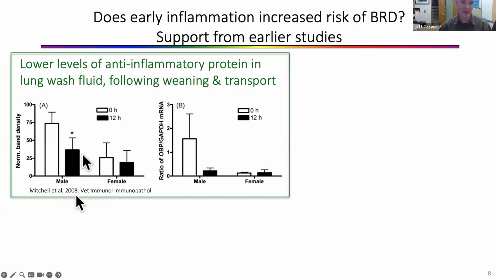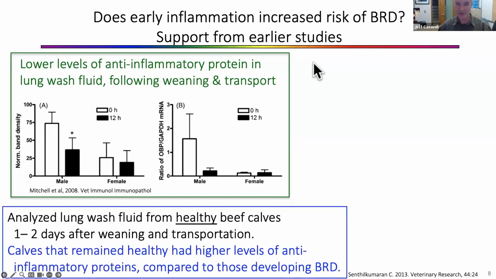So this was work from quite a few years ago, just looking at different proteins within lung wash fluid. So again, we put an endoscope down into the lung, put in some fluid, and then recover proteins and cells that are down in the lung of these calves. We can see that before stress versus after stress, so before weaning and transport or after weaning and transport, there seems to be a reduction in the level of this anti-inflammatory protein, which is called odorant binding protein, but I'm not going to go into the details of that. And that fits with the current findings that it seems that stressful circumstances like weaning and transportation seem to reduce the anti-inflammatory proteins in the lung, and that might be anticipated to create a more inflamed state that perhaps predisposes to respiratory disease.